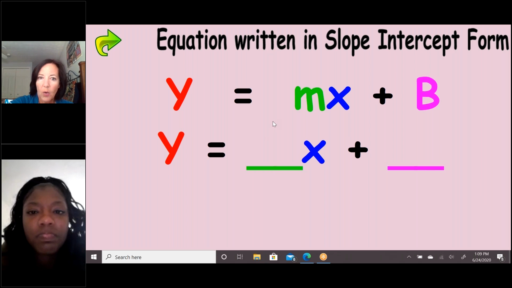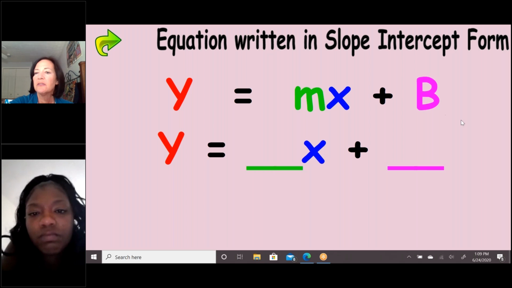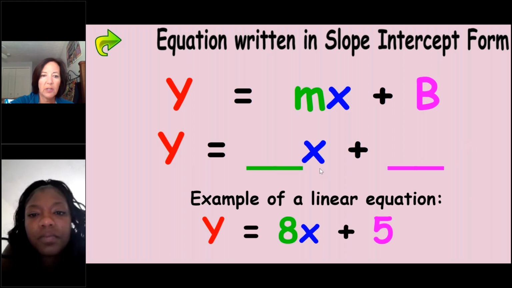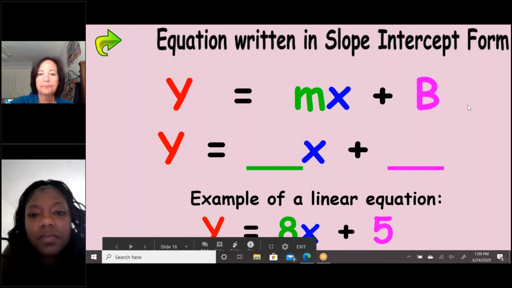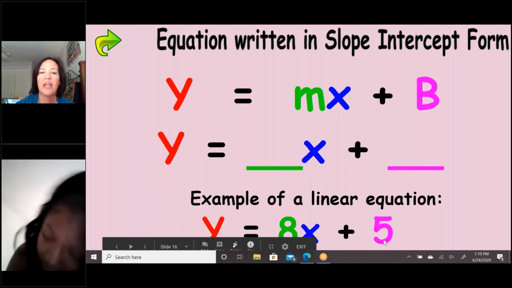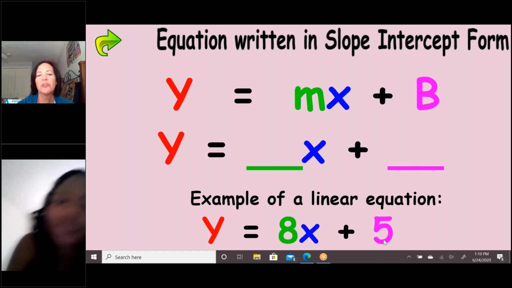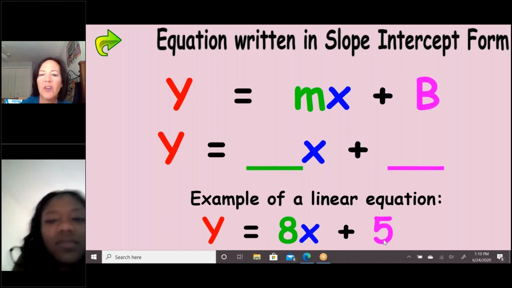We'll always know that we've located our slope because it's going to be the number that goes right with the independent variable. And we'll always know that we found our y-intercept because it's always going to be just the number added on, not multiplied by a variable. An example of a linear equation would be y equals 8x plus 5. So Taylisha, in this example, what is the slope for this problem? For y equals 8x plus 5, what's the slope?